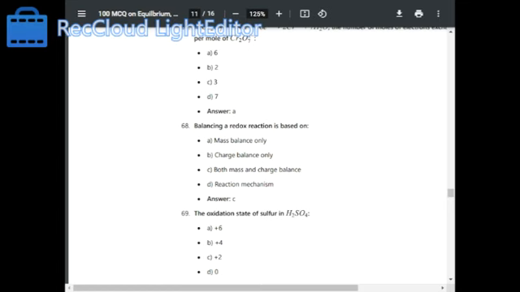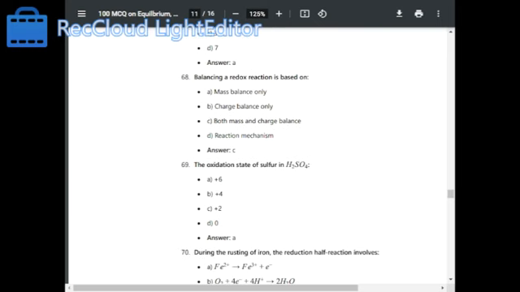Question number 69. The oxidation state of sulfur in H2SO4 is: option A, plus 6; option B, plus 4; option C, plus 2; option D, 0. The correct answer is A, plus 6. The oxidation state of sulfur in H2SO4 is plus 6.